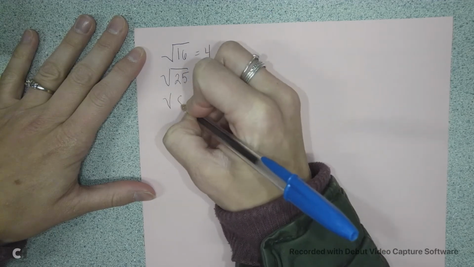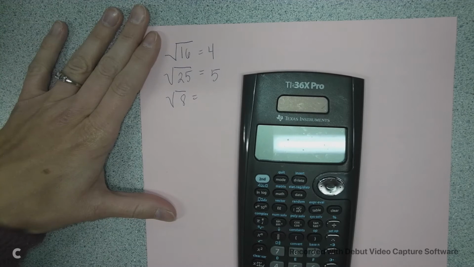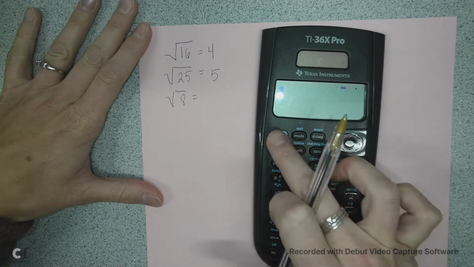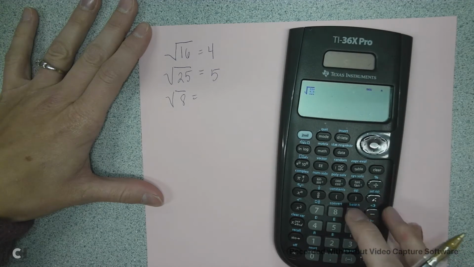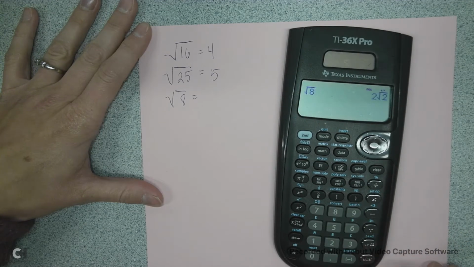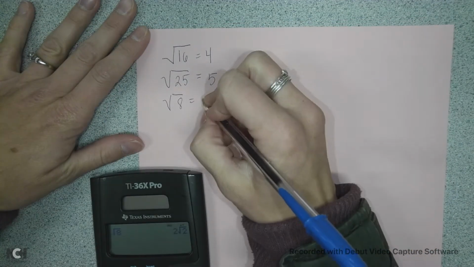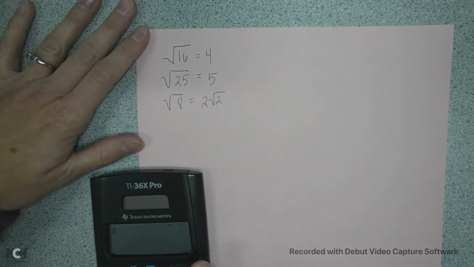The square root of 8, what is that one? Well, if we're not sure, we can grab our fancy calculators and do second x squared. So that's our square root symbol. Then we type 8, and that is 2 root 2. So it's reduced to radical for you, which I'm going to teach you how to do next unit after this. It's going to be fun.